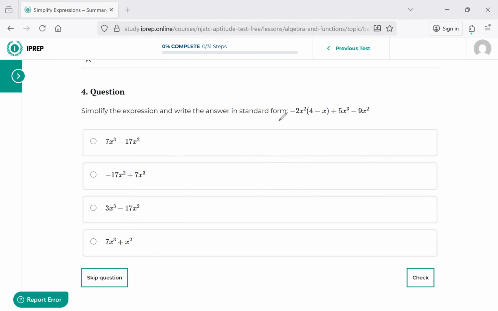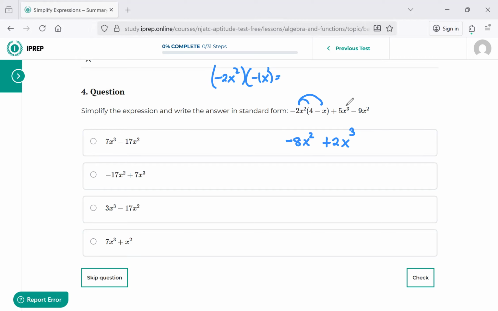Question four, simplify the expression. What I would do is FOIL out this -2. So -2 x squared times 4 is -8 x squared. Then negative 2x squared times negative x. If that confuses you, write it out: negative 2x squared times negative 1x. You multiply the coefficients, negative 2 times negative 1 is positive 2. And then it's going to be x cubed, right? Because this is an invisible 1, so 1 plus 2 is 3.